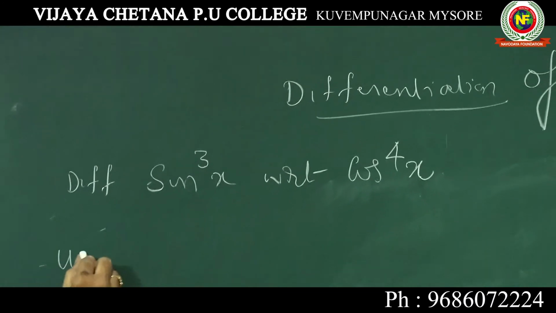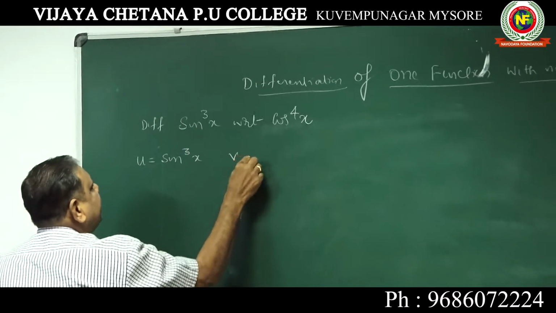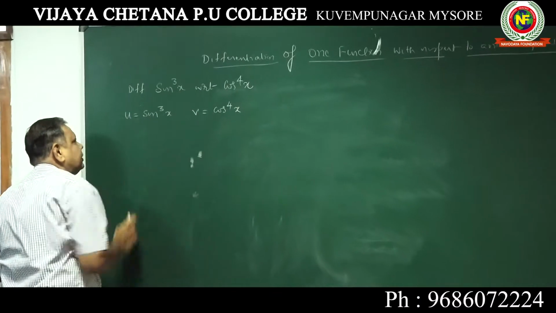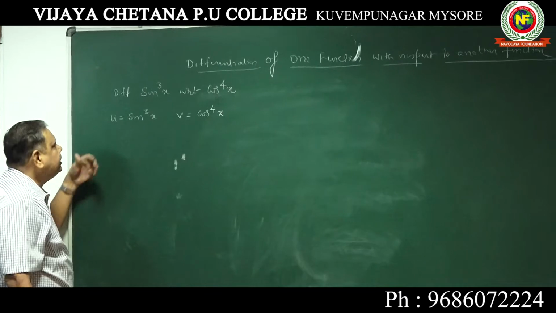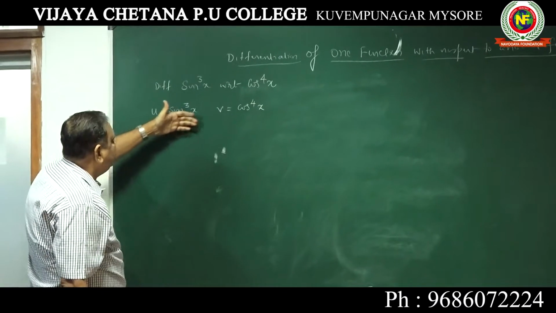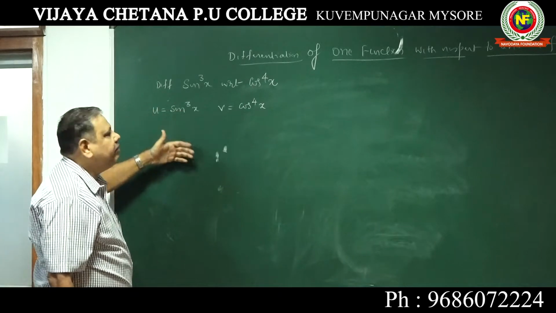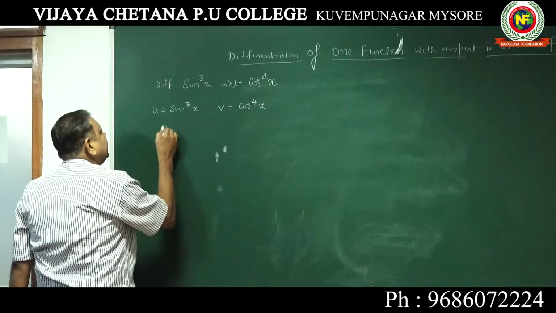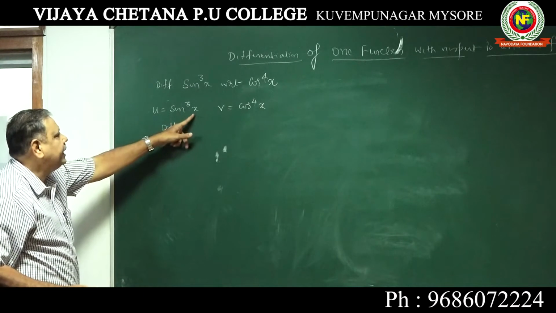Similarly, take u as sin cube x and v as cos to the power of 4x. The first function you take as u, the second function you take as v. Now differentiate first with respect to x, du by dx and dv by dx. Next, du by dv is du by dx divided by dv by dx. That's all. Once you write differentiate, it is understood that it is with respect to x.